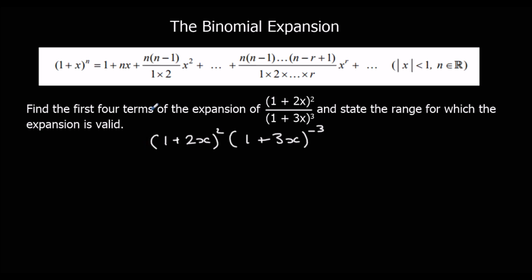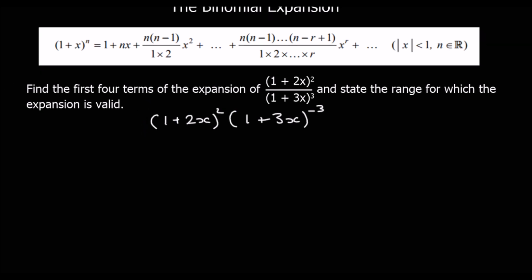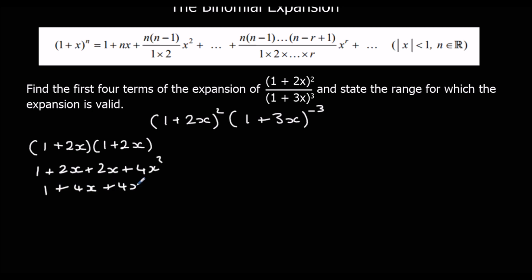So if we expand them separately, if we do (1 plus 2x) squared first, so that's quite an easy one to expand. We can just treat it as two brackets. So (1 plus 2x) times (1 plus 2x) is 1 plus 2x plus 2x plus 4x squared, or 1 plus 4x plus 4x squared. So we've got (1 plus 4x plus 4x squared) multiplied by (1 plus 3x) to the power of minus 3.